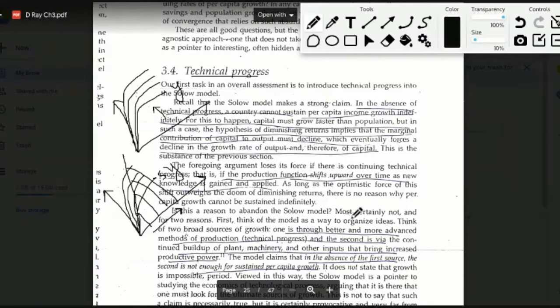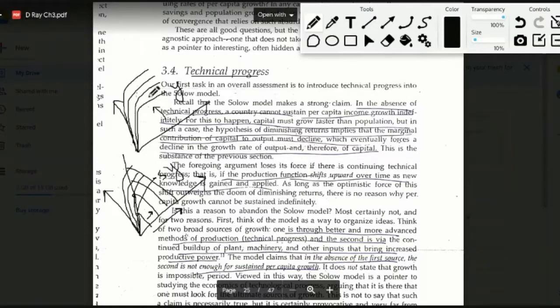One is through better and more advanced methods of production, which is technical progress, and that leads to the shift in the production function in the upward direction. And the second is the continued buildup of plants, machineries, and other inputs, which is an increase in the level of K star. And the model says that in the absence of the first source, that is, in the absence of this shift in the production function, the second source, which is increase in the capital stock, is not enough for sustained per capita growth, because when the savings rate increases, there is only a one-time increase in the capital stock, and once you reach the new capital stock, your growth process will stop here.